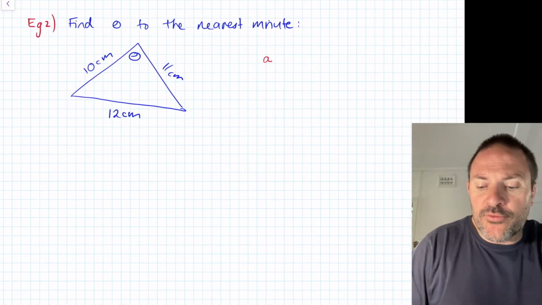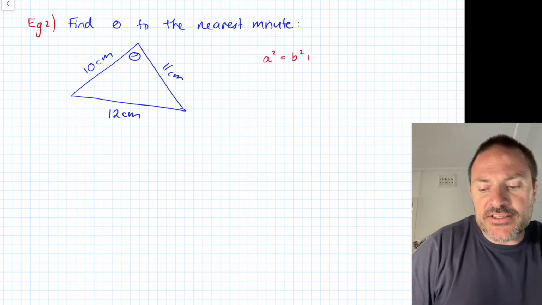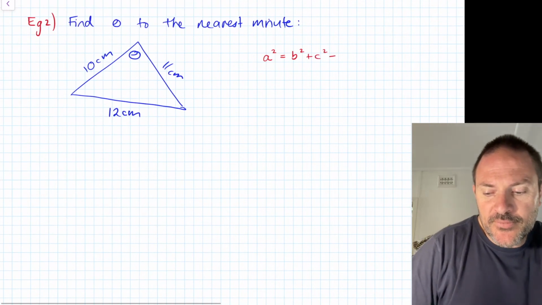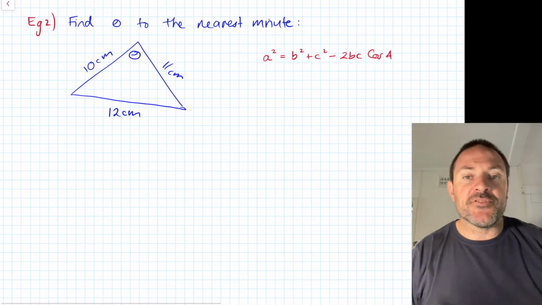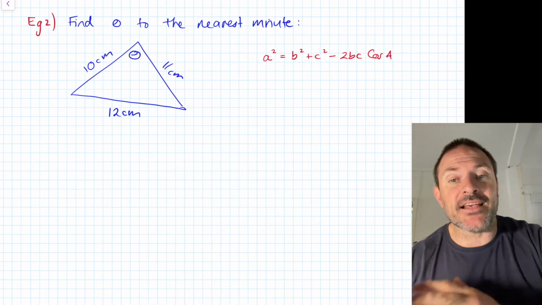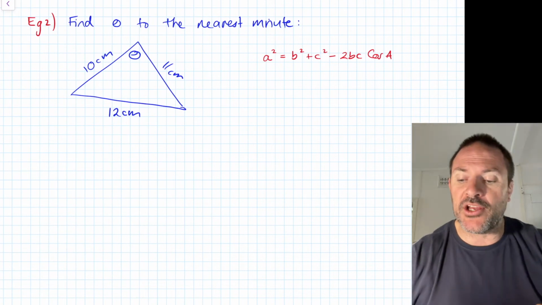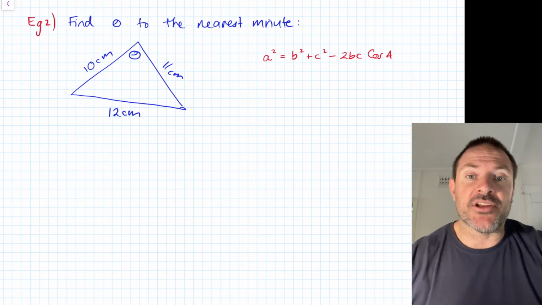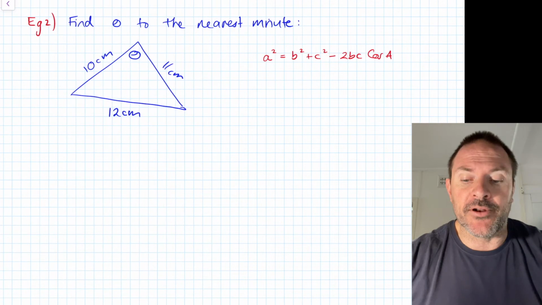So I'm going to rewrite the rule. A squared equals B squared plus C squared minus 2bc cosine of A. Now, often on your formula sheet, you will actually have the second rule. You will have the rule that's been rearranged. We're going to look at actually how to rearrange it ourselves on the off chance you are not given it.